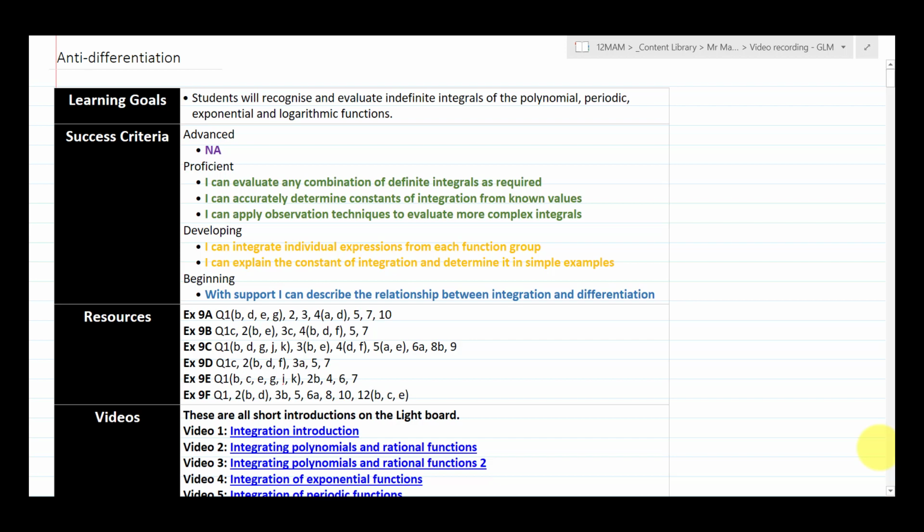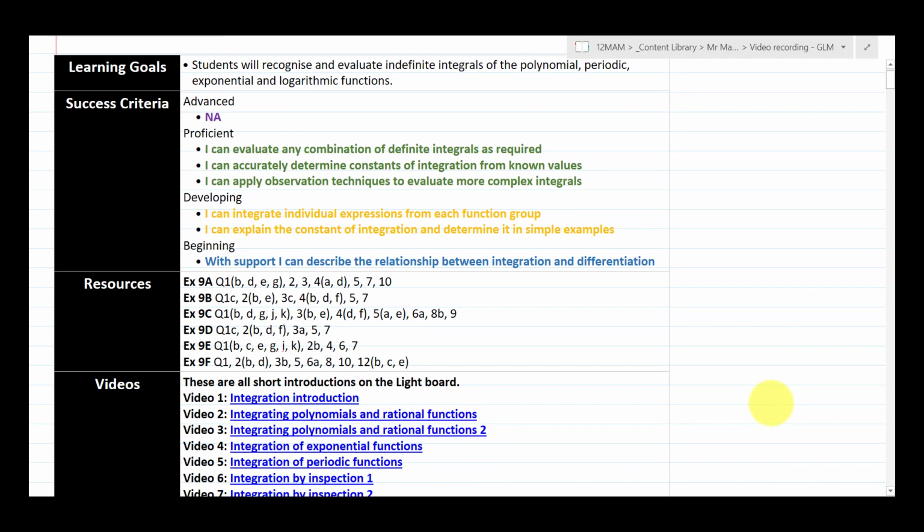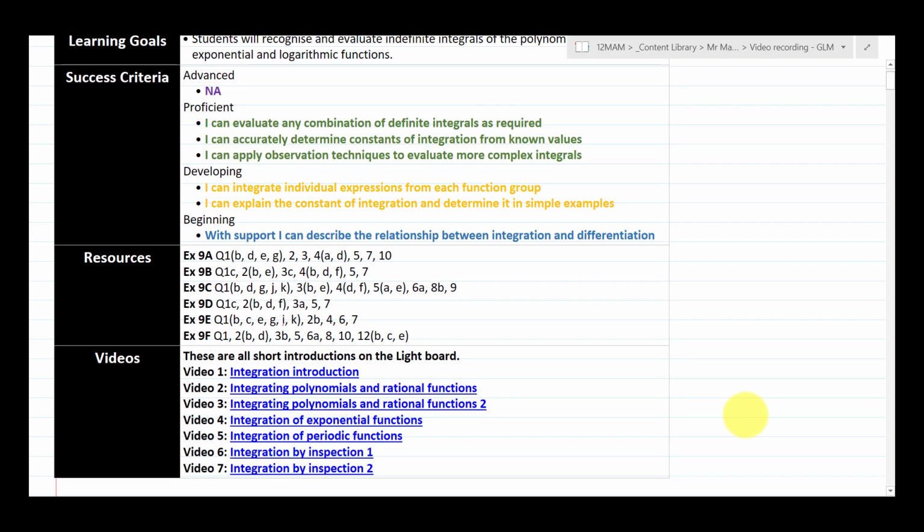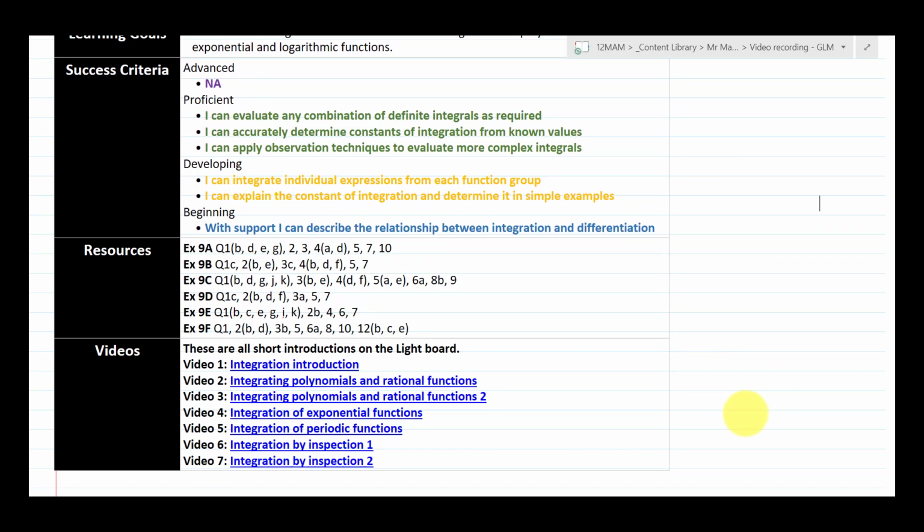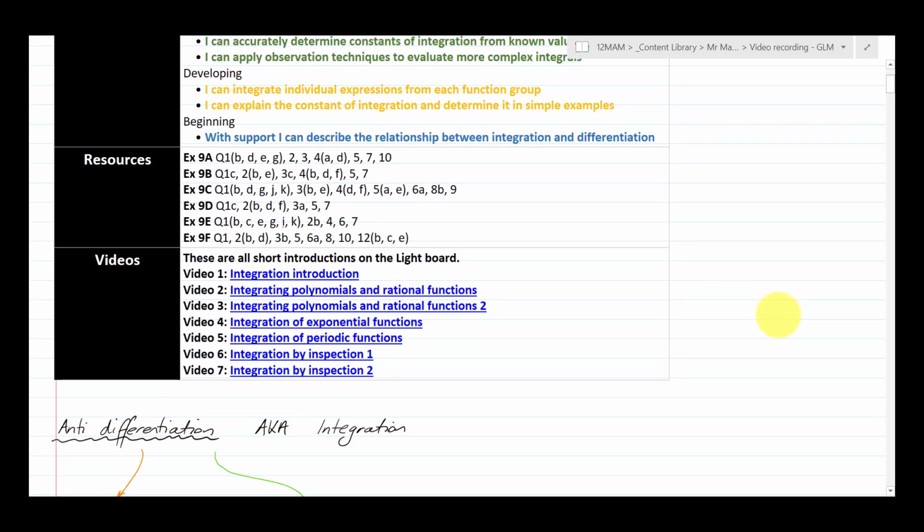You'll note here on my OneNote that I've got the learning goals for this topic. I've also got some success criteria. It doesn't look like much, but there's a lot to learn, but it's all fairly procedural. So you'll see there's a lot of exercises in the textbook that we use. And also you'll see some links here to videos that I've made on the Lightboard and also on my YouTube channel, so you can check those out if you want to. So anyway, without further ado, let's look at the first section of anti-differentiation.